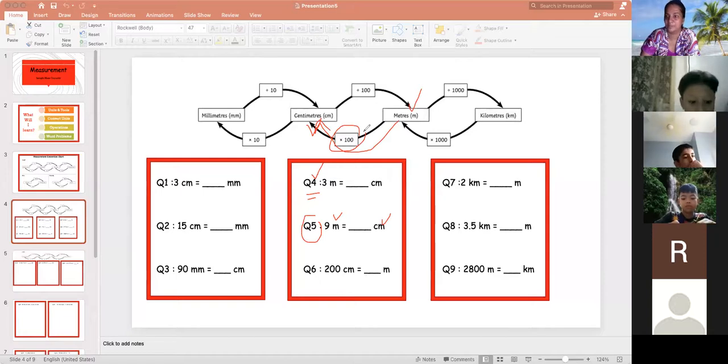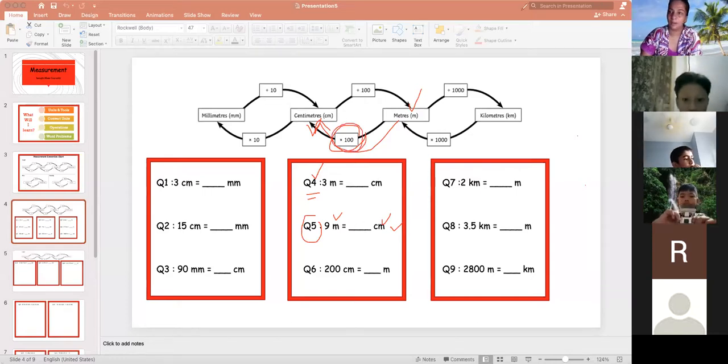Very good. Sai Darshan, well done. Okay. Make sure you write your unit. All right. Okay, I see all the correct answers. Well done, boys. 9 meter is 900 centimeter because you times 100, based on the chart.